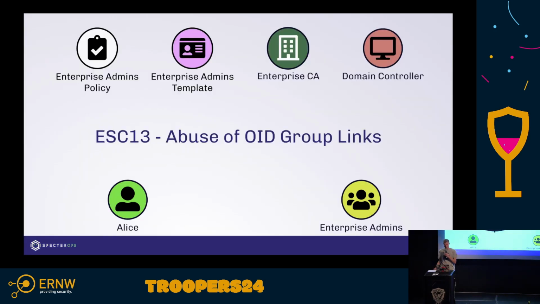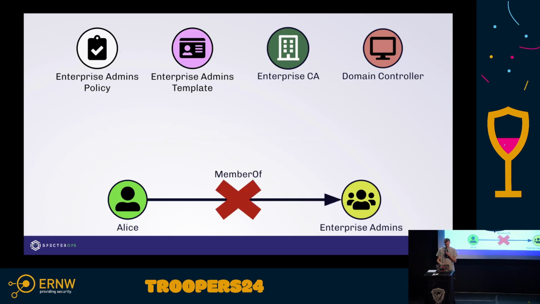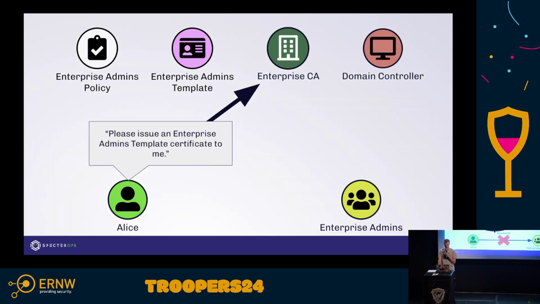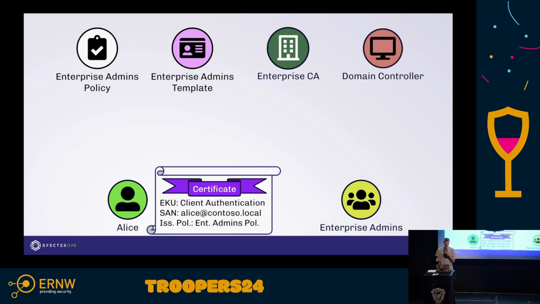Escalation 13 is the abuse of OID group links. So we have Alice again. Alice is determined to become enterprise admin this time. Alice is not enterprise admin, just to make it very clear. But Alice has enrollment rights on this custom certificate template that we have created called Enterprise Admin's Template. So she can ask for a certificate of this template, and she will receive this certificate.